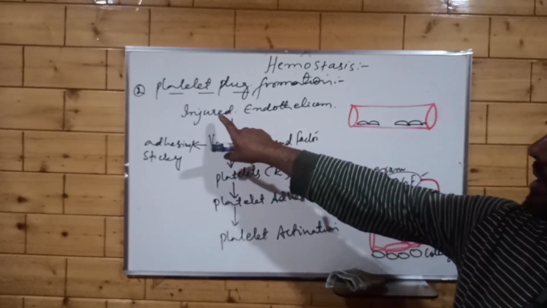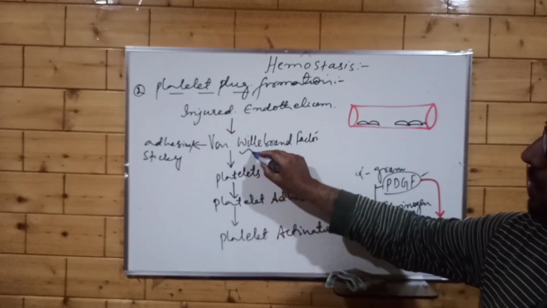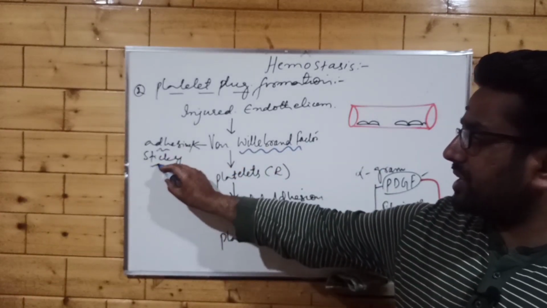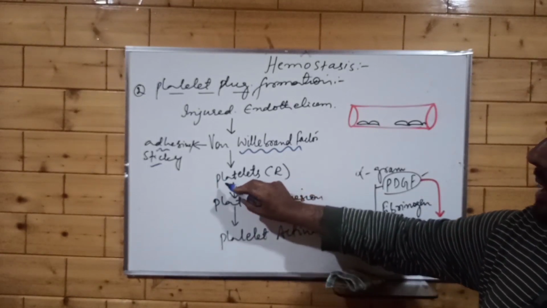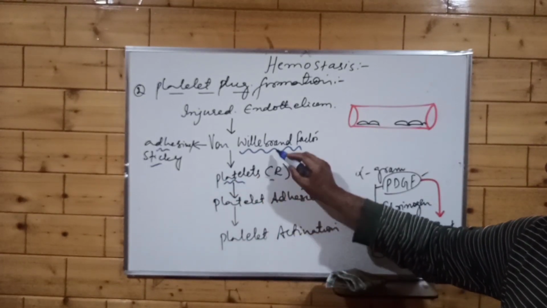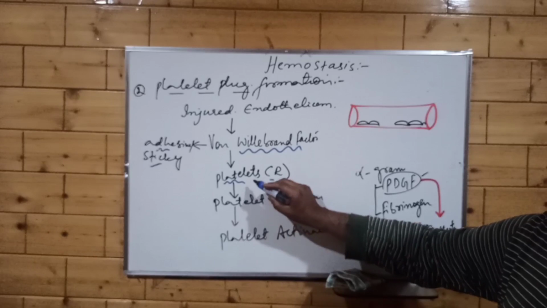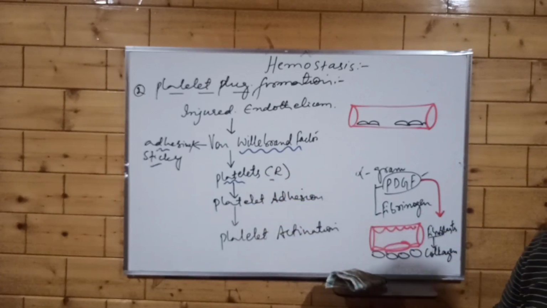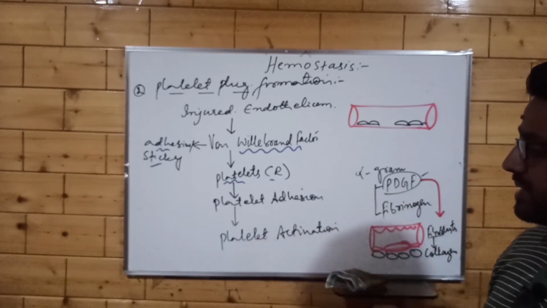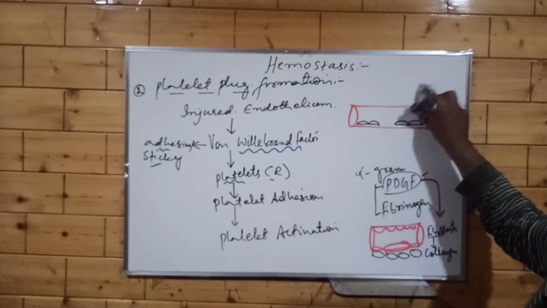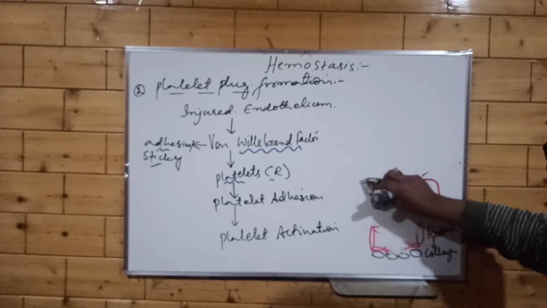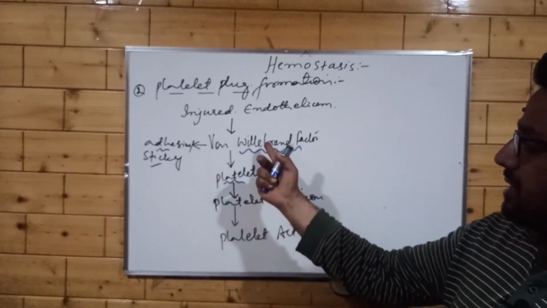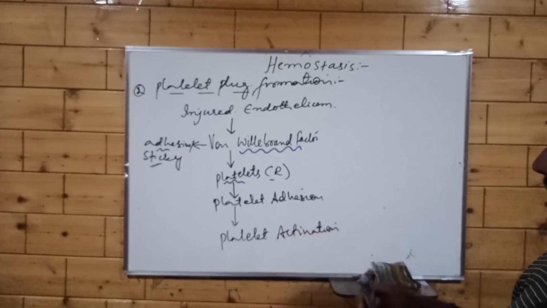I will repeat. Injured endothelium, what is it releasing? Von Willebrand factor. Von Willebrand factor is adhesive, it is sticky. It will bind with the platelets. Platelets do have the receptors for the von Willebrand factor, and this binding of platelets is called platelet adhesion. Now this platelet adhesion will lead to platelet activation, that is, the interaction between the receptor and the von Willebrand factor leads to platelet activation.